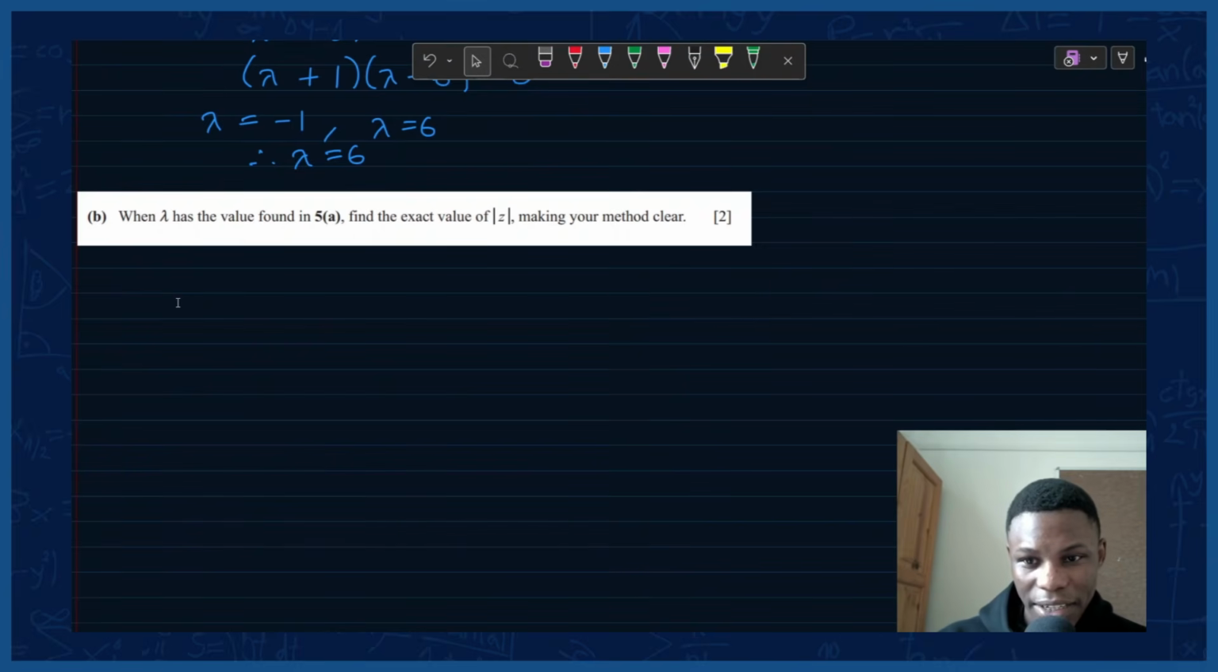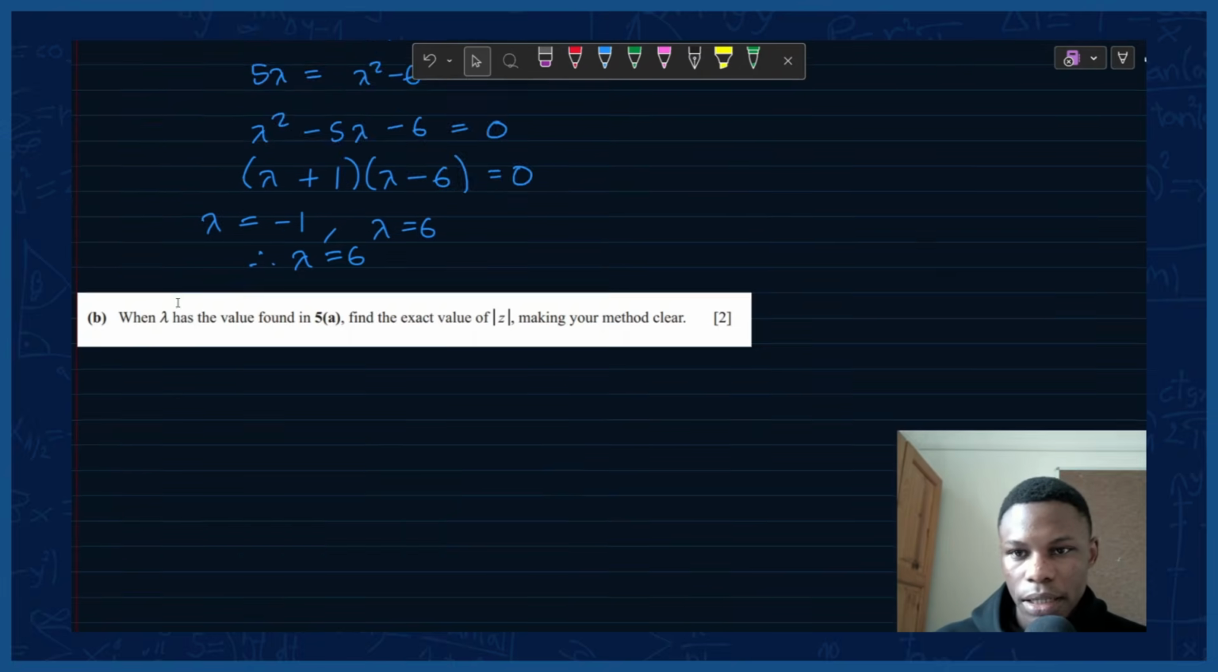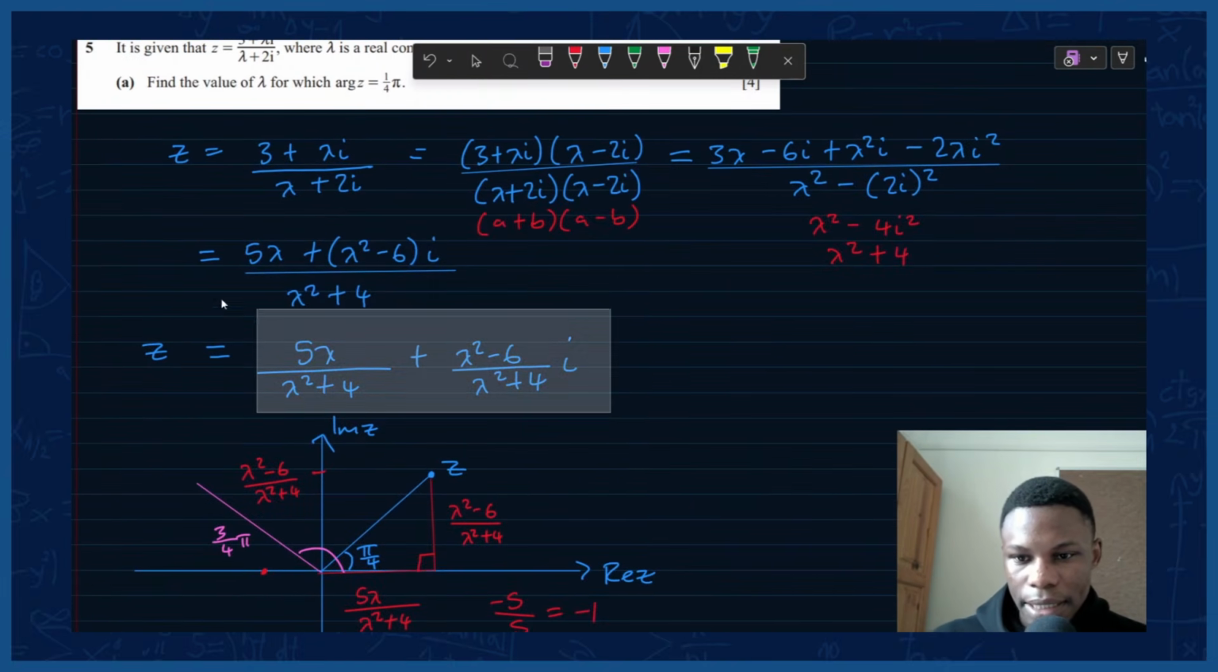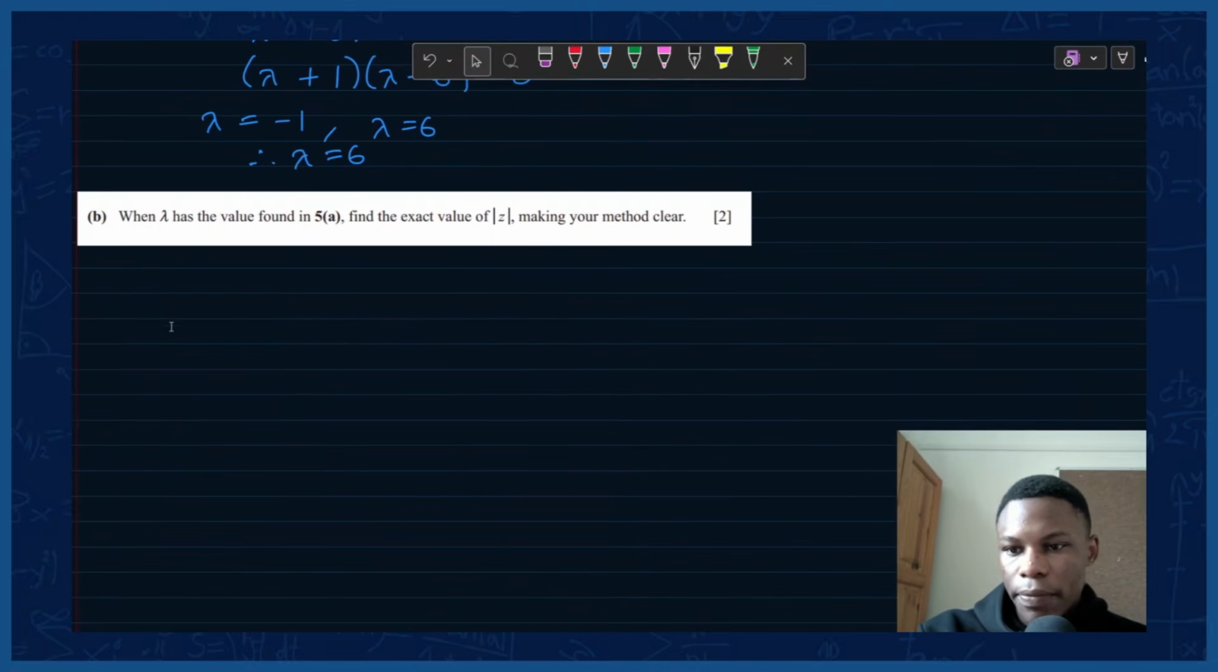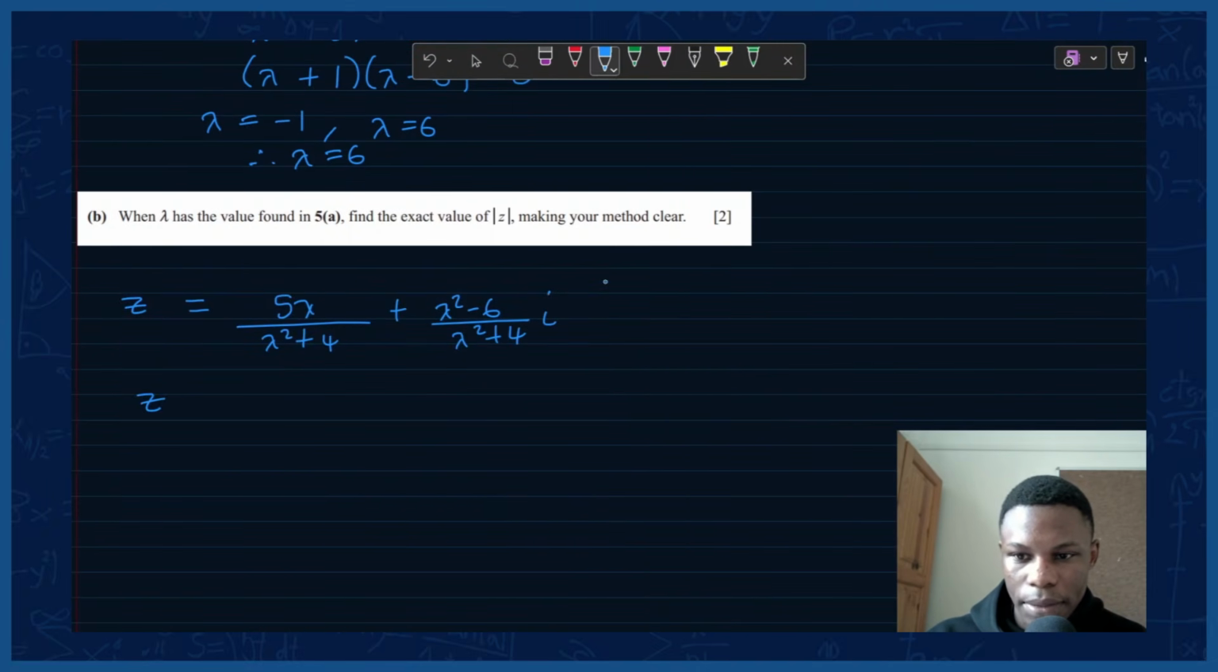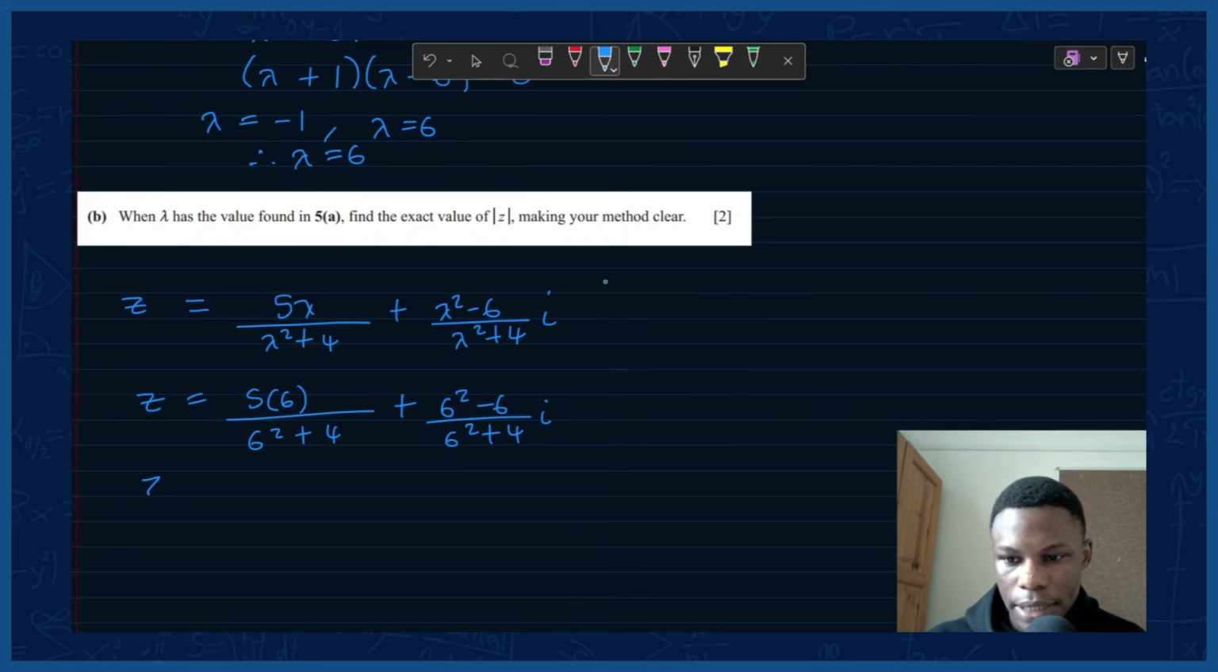Part B. When lambda is the value found in A, find the exact value of the modulus of z, making your method clear. So what did we have z is? Z is this. Let's copy that. And we know that lambda is 6. So z becomes 5 times 6 divided by 6 squared plus 4, plus 6 squared minus 6 over 6 squared plus 4 i. So z is equal to, that is 5 times 6 divided by 6 squared plus 4. That's 29. Ooh, I have to be very careful. I messed up my brackets. Don't be like me. This is 3 over 4. Okay, there we go.